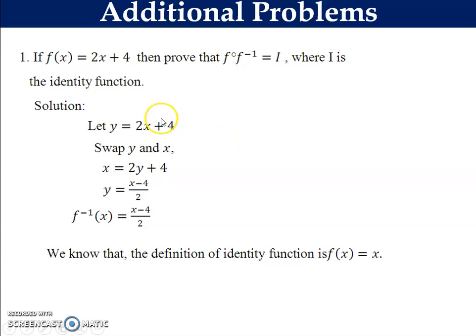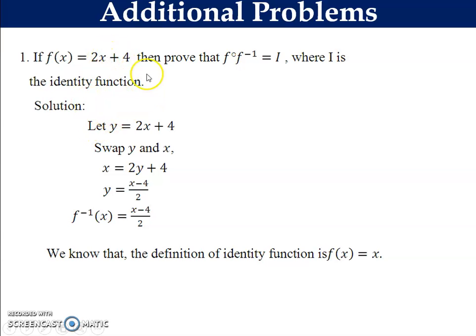Hi all, here we will see some additional problems on functions. So the first problem: if f of x equals 2x plus 4, then prove that f composite f inverse is equal to I, where I is the identity function.